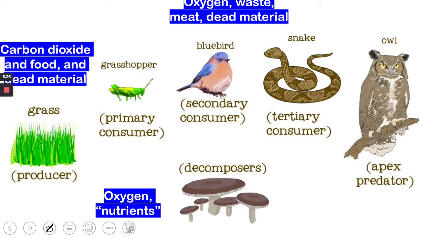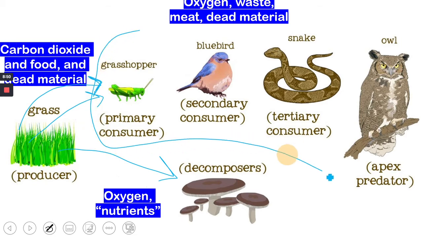So what does that look like in a food web? Well, if I start by looking at my producer, I know my producer is giving off carbon dioxide and is making food for other animals, and it's also giving off dead material. So sometimes the plants will die and that goes right to the decomposers. Most of the time though, the plant is going to get eaten by our consumers right here.